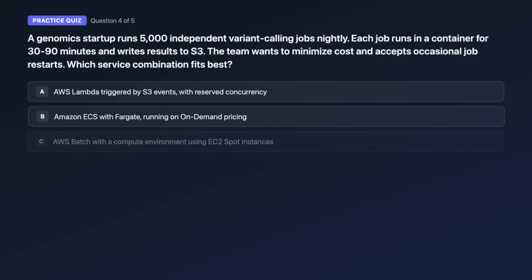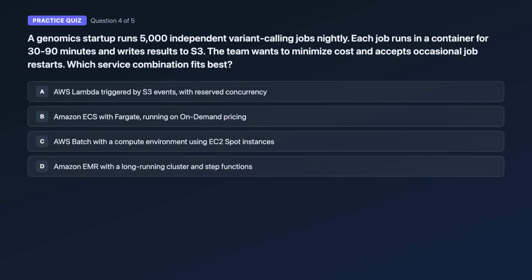Question 4. A genomics startup runs 5,000 independent variant calling jobs nightly. Each job runs in a container for 30 to 90 minutes and writes results to S3. The team wants to minimize cost and accepts occasional job restarts. Which service combination fits best? Is it A, AWS Lambda triggered by S3 events with reserved concurrency?